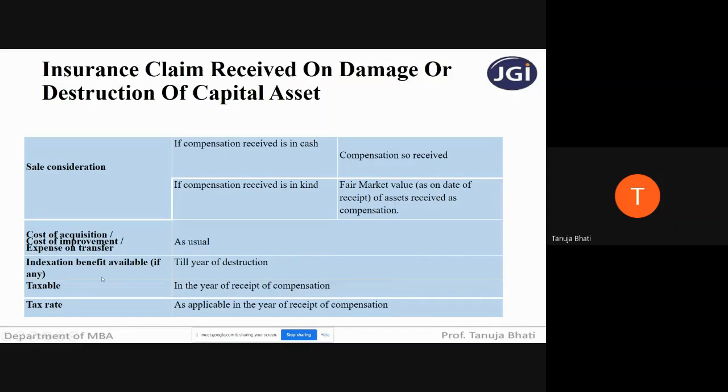Next, taxable. In which year will it be taxable? It will be taxable in the year of receipt of compensation. The year when destruction takes place, it is not liable to tax. The year when you are receiving the compensation from the insurance company, in that year it will be liable to tax. The tax rate depends on the rate applicable in that particular year. So in detail we have seen that in case of an insurance claim, what the sales consideration, cost of acquisition, cost of improvement and expenses on transfer are, up to which year you get indexation benefit, and which year you are going to tax it.